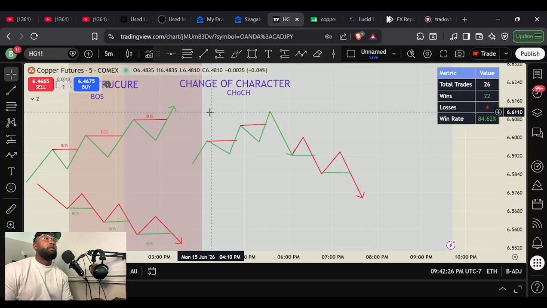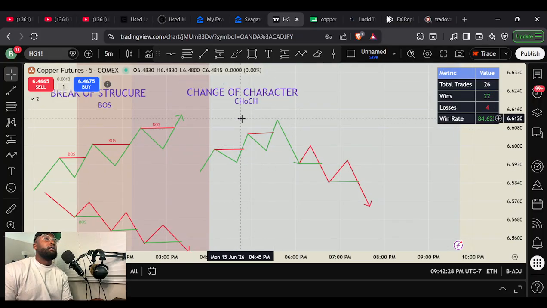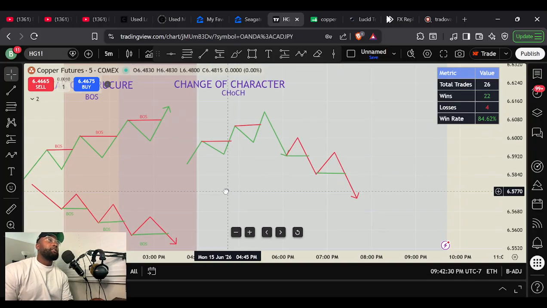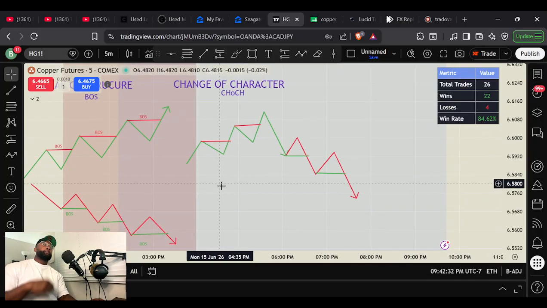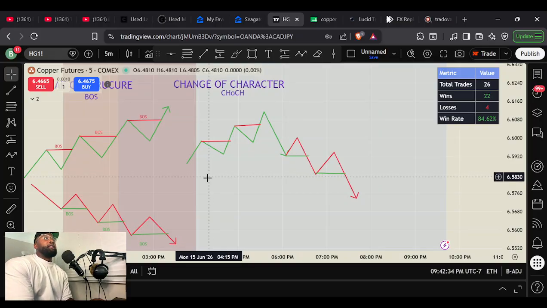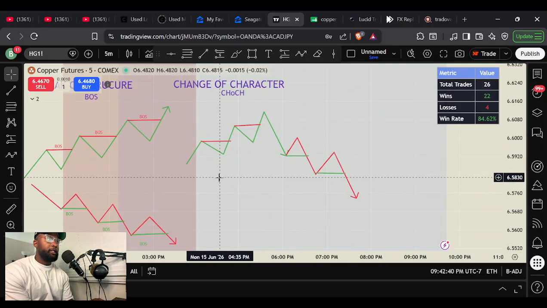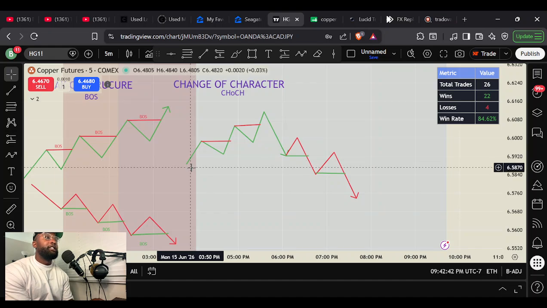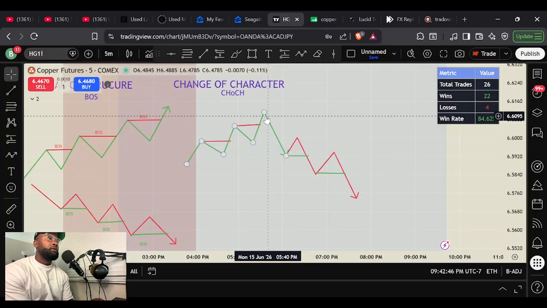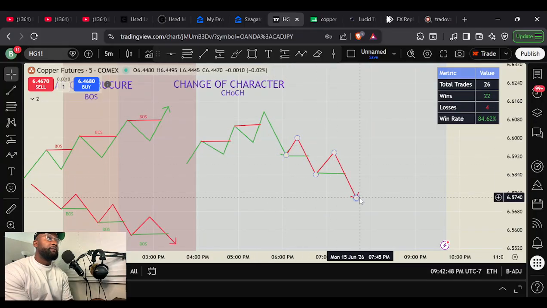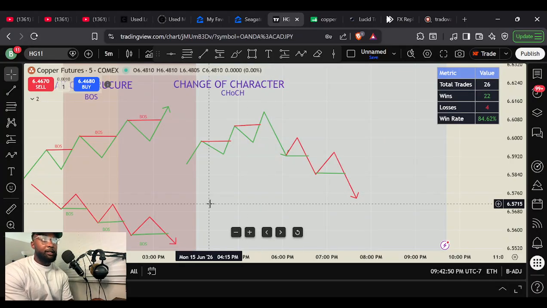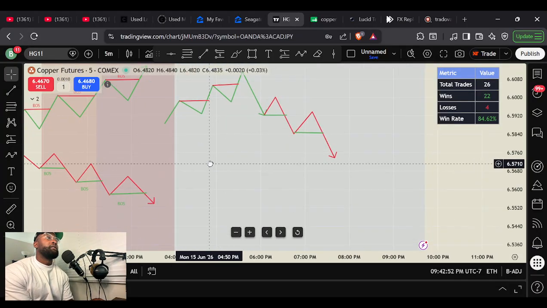And now we're going to go over change of character, or CHoCH, however you want to say it. What that is, it's a combination of an uptrend and a downtrend. The change of character is when it changes from an uptrend to a downtrend, right? Or vice versa. It can change from a downtrend.